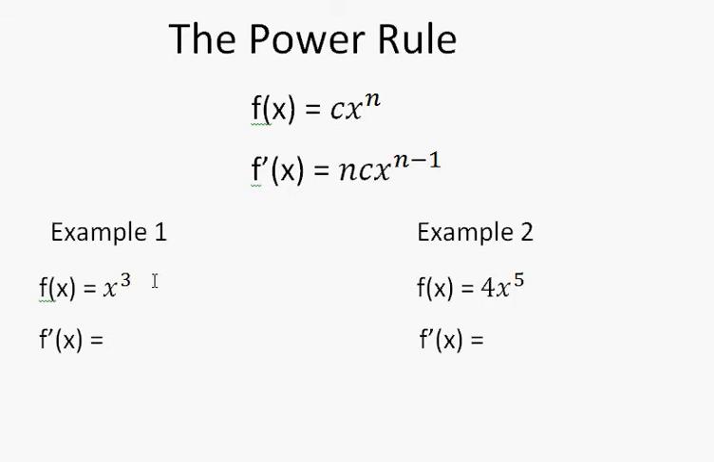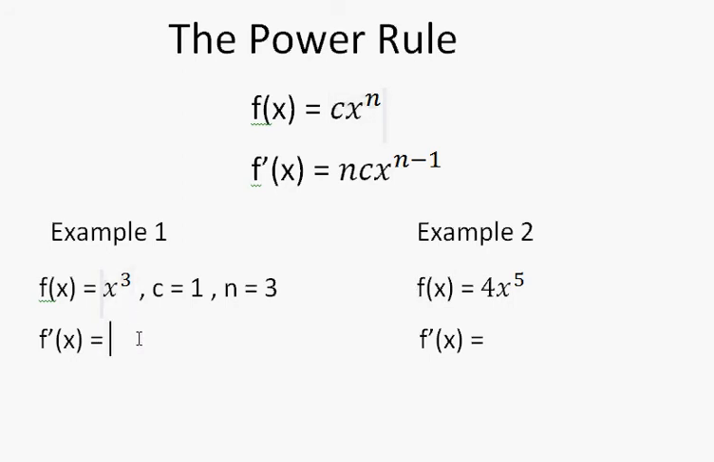Example 1 says f of x, the function, equals x cubed. As a side note, I'm going to write what c and n equal. C equals, in this case, 1, because there's nothing in front of the x, so it's essentially an invisible 1. And n equals 3. So we have our coefficient is 1 and our power is 3. So looking at our first piece, the f of x, it's essentially 1x to the third, cx to the n.